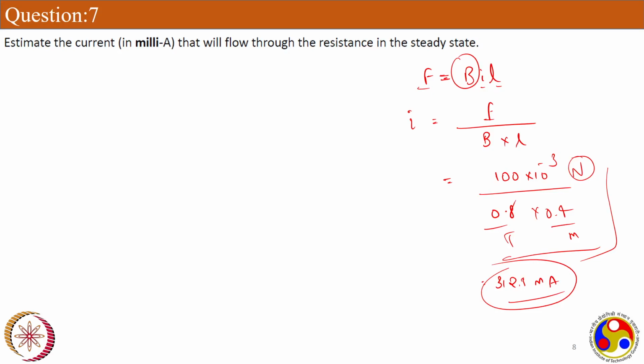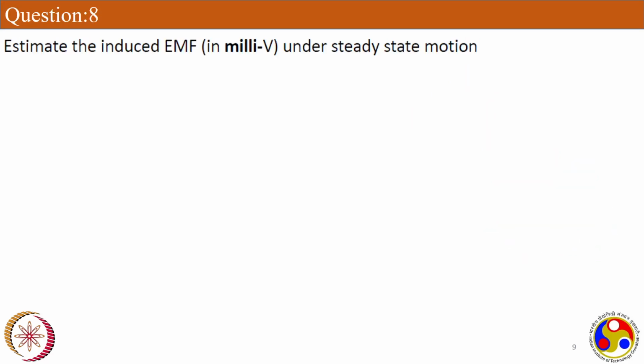Now see, induced EMF, maybe the next question should be that only. To calculate the induced EMF, we just need the voltage, and we know I and R. I we just calculated, and resistance is already given in the question, 1 ohm. So induced EMF would be 312.5 milliamps multiplied by 1. So that would give you the induced EMF.